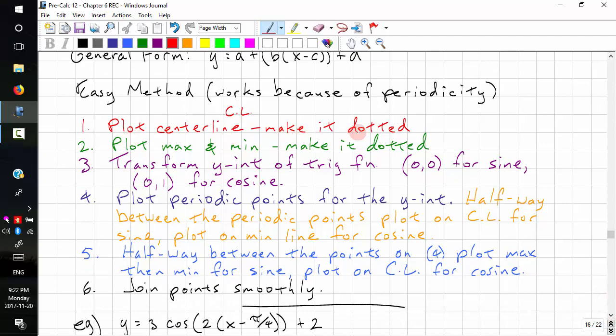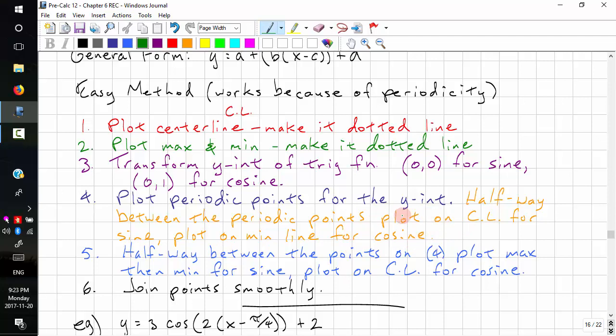Plot the center line and make it a dotted line. Plot the max and min, make it a dotted line. Transform the y-intercept of the trig function, 0, 0 for sine, 0, 1 for cosine. Plot the periodic points for the y-intercept. Then halfway between the periodic points, plot on the center line for sine and plot on the minimum line for cosine.